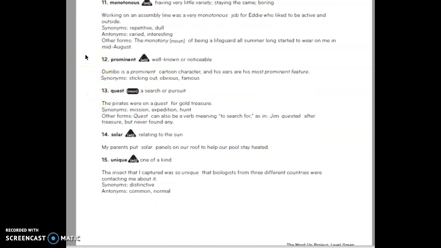12, prominent. Prominent means well-known or noticeable. Dumbo is a prominent cartoon character and his ears are his most prominent feature. Synonyms, sticking out, obvious, or famous. 13, quest. A quest is a search or pursuit. The pirates were on a quest for gold treasure. Synonyms, mission, expedition, or hunt. Quest can also be a verb meaning to search for, as in Jim quested after treasure but never found any.